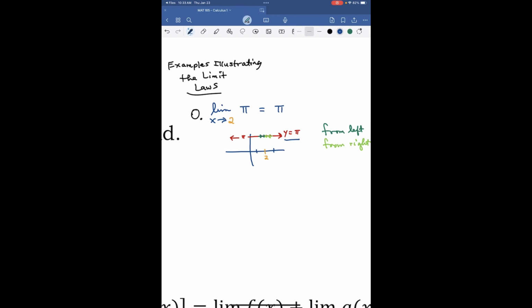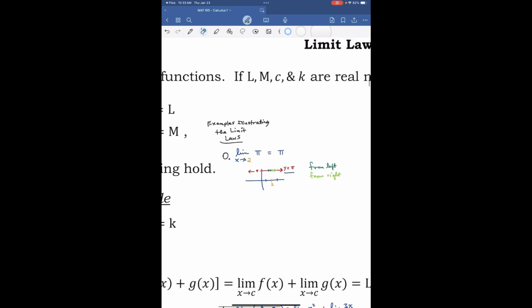If we trace along the curve from the left, that's in dark green here, letting x approach 2 from the left, then the y values are, of course, staying constant at pi. Similarly, if we look at things from the right, that's in light green, then if we trace along the curve, letting x values approach 2, the y values are still always pi. So the trend there is always pi. All right, so that's the first one.